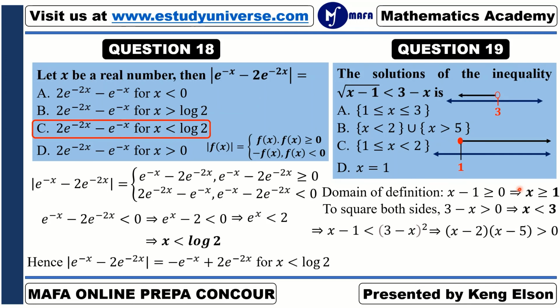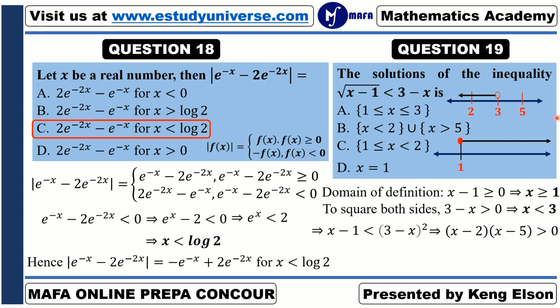Alright, when you square both sides and simplify, you're going to arrive at x minus 2 times x minus 5 greater than 0. This is a quadratic inequality which has already been factorized, so we can just get the critical values by equating the factors to 0. We equate x minus 2 to 0, we get x equal to 2. We equate x minus 5 to 0, we get x equal to 5. If we go to our number line and indicate x equal to 2 and x equal to 5, so that is 5 and then that is 2.